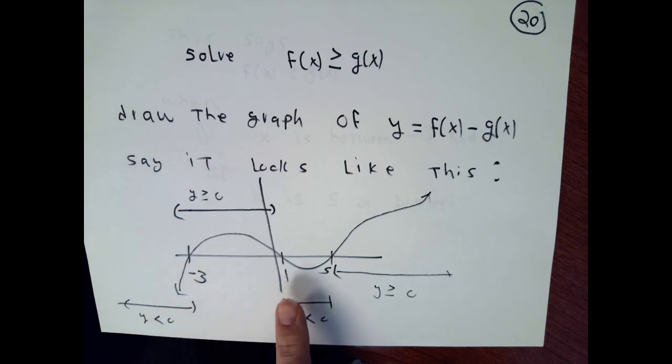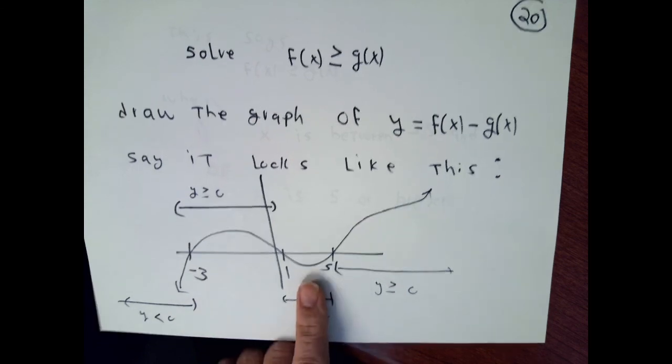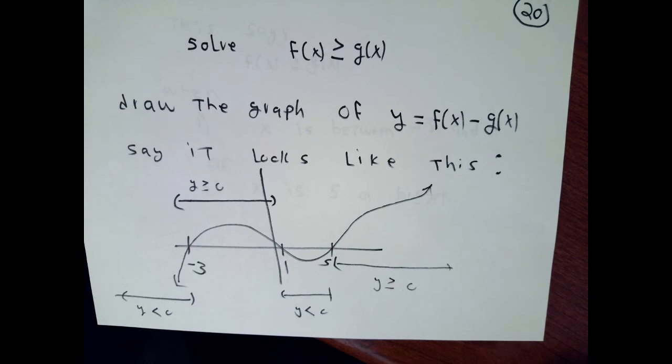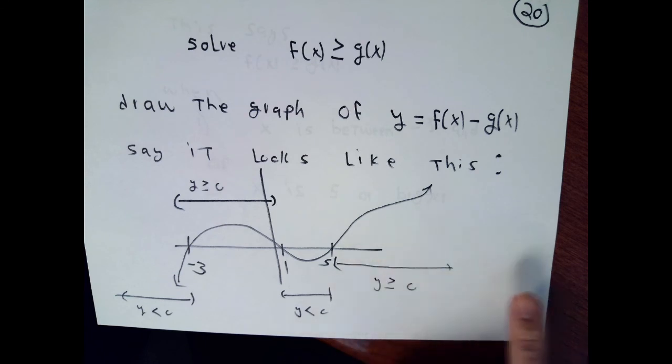Between negative 3 and 1, the y is bigger than 0. F of x minus g of x is bigger than 0. F of x is bigger than g of x, so the numbers from negative 3 to 1 are solutions of your inequality. Between 1 and 5, the y is negative again, so that's not going to work for me. And once you get past x equals 5, y is positive, all such x's bigger than 5 will be solutions of my inequality.